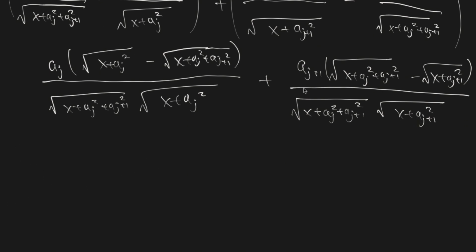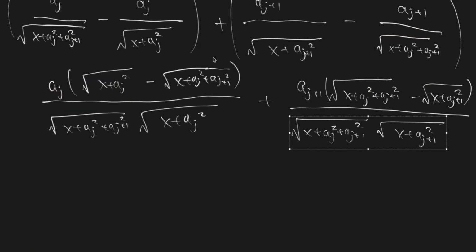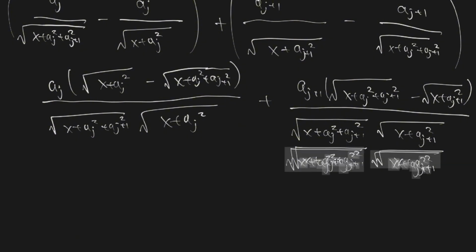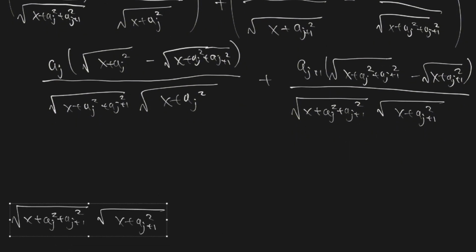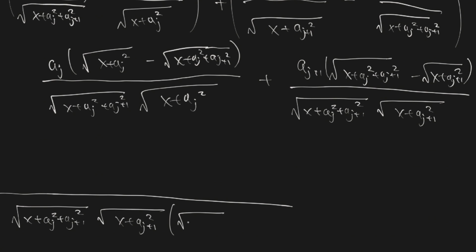I'm kind of lazy. I'm just going to lasso select this, and then copy and paste it over here. And then I'm just going to write the top part. And then the other thing is square root of x plus aj squared plus aj plus 1 squared, plus the other square root, which is this thing.